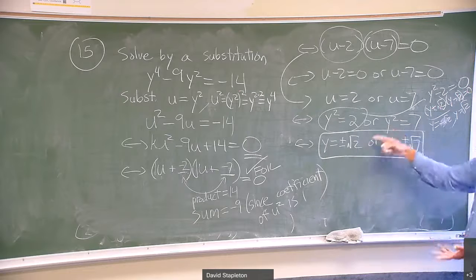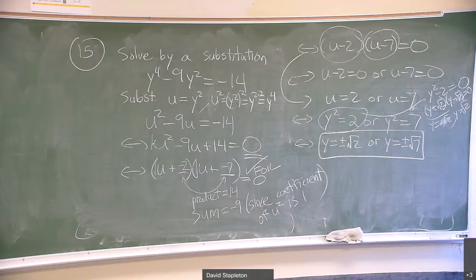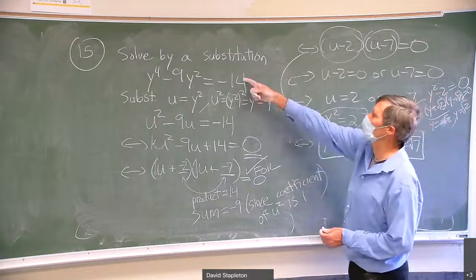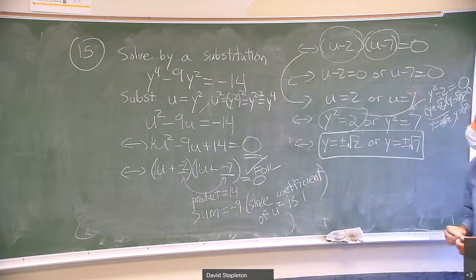But after a while, you don't need to, so I'll point that out also. There's what I wanted to see for the answer: plus or minus square root 2, plus or minus square root 7. 4 solutions to a 4th degree polynomial equation. Any more questions on that one? That was a good problem.